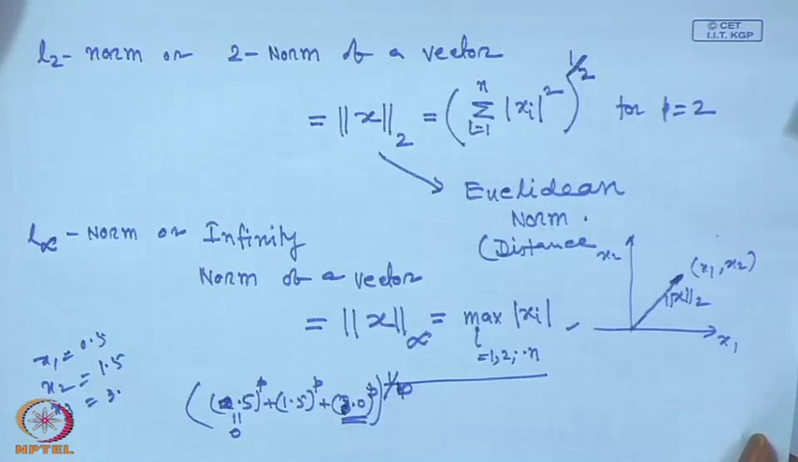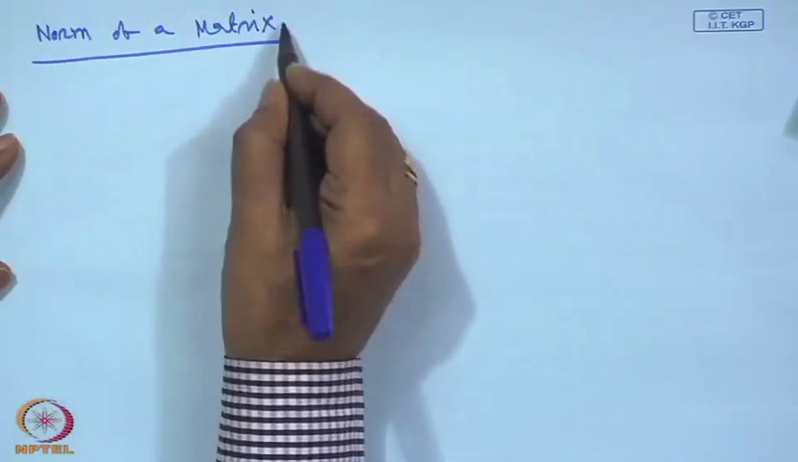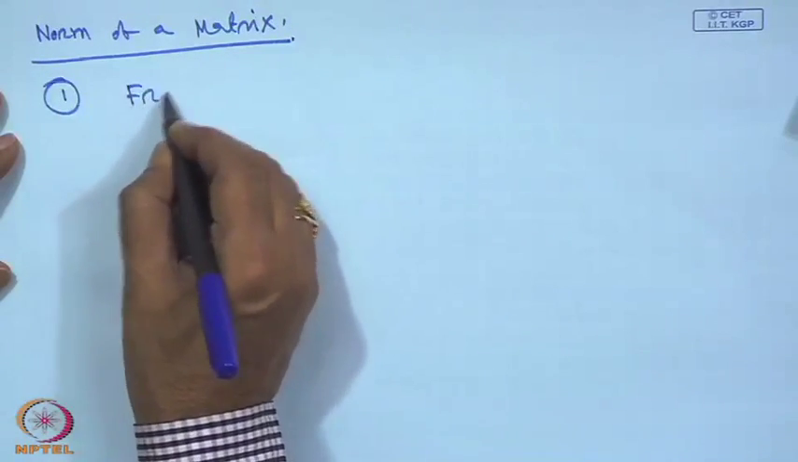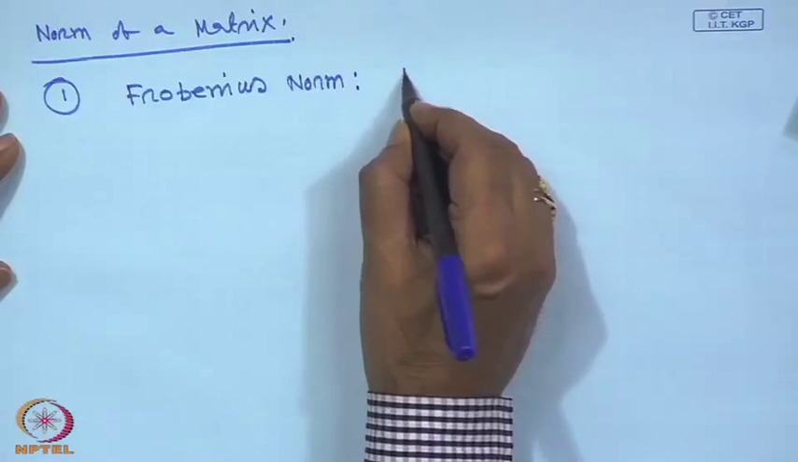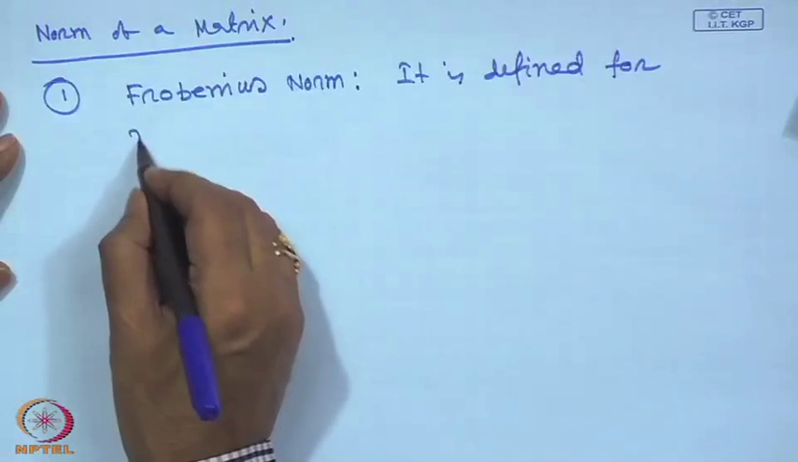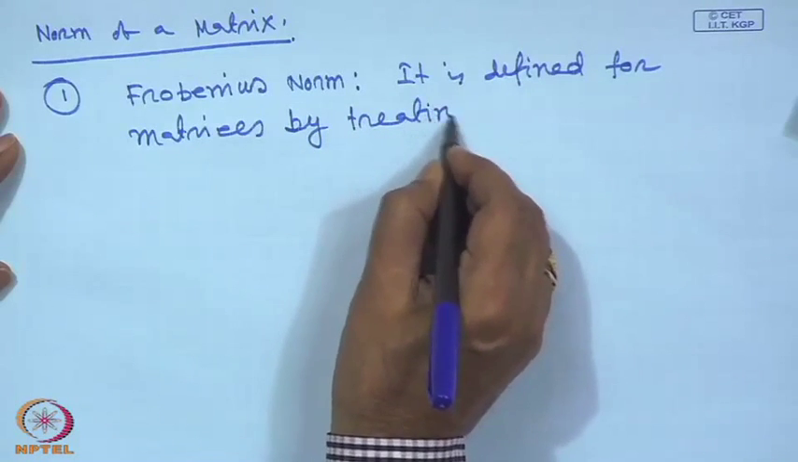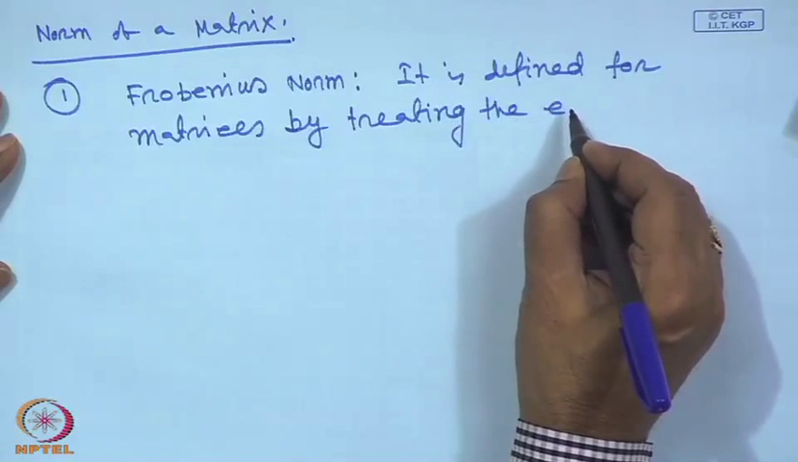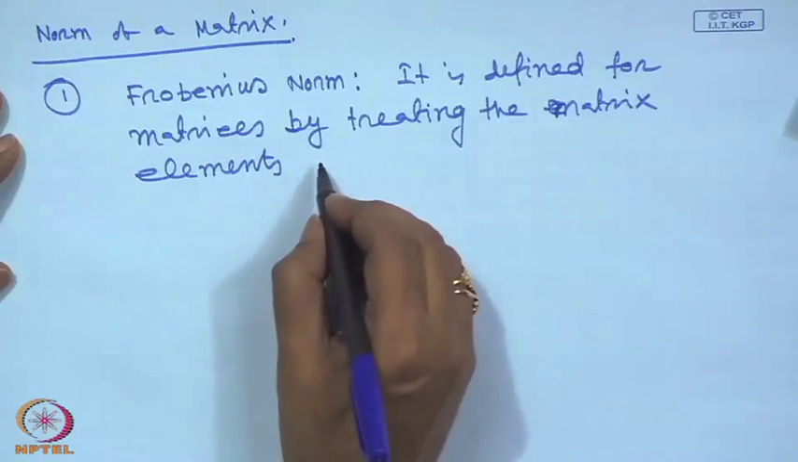So, this is what you call the infinity norm of a vector. Next is the norm of a matrix. In a similar way we can define the norm of a matrix. First is the Frobenius norm. It is defined for matrices by treating the matrix elements as a vector.